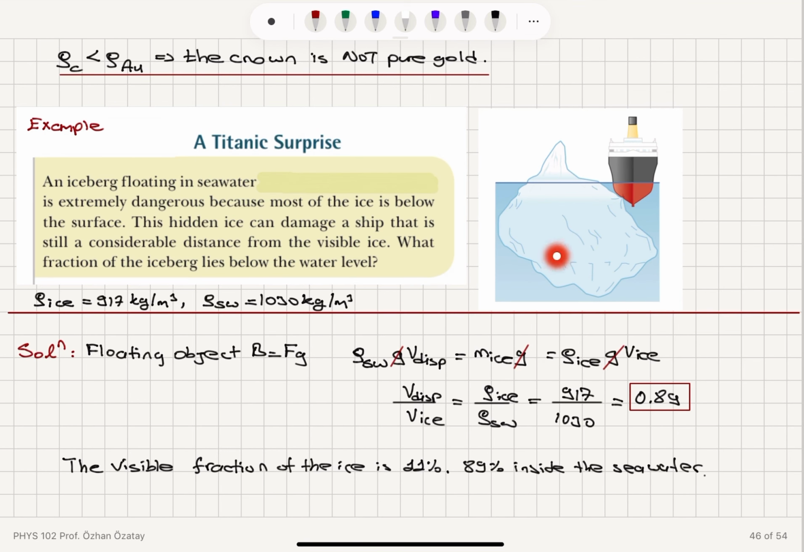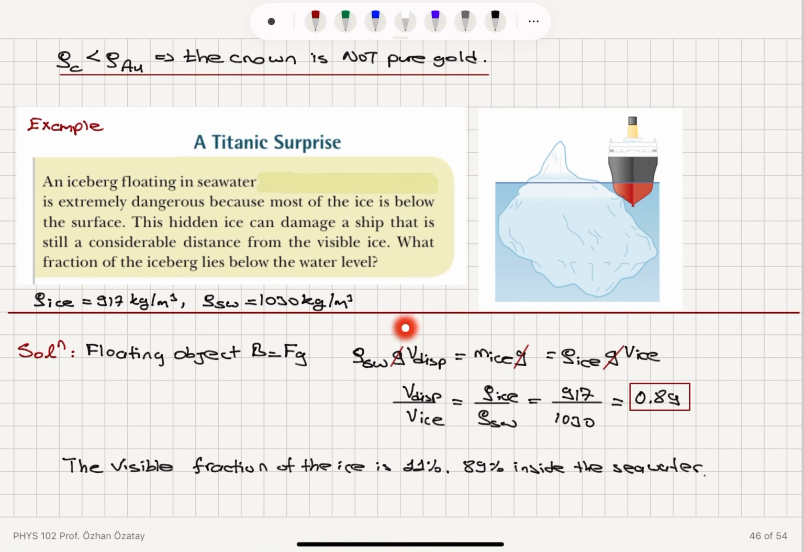And second, for a floating object, we see that if ice floats in seawater, we see only 11% of the ice outside, and 89% is hidden inside the seawater, which can easily damage a ship that may not notice the ice under the water. So using the equilibrium condition, the buoyant force balances the gravitational force, the weight of the ice.